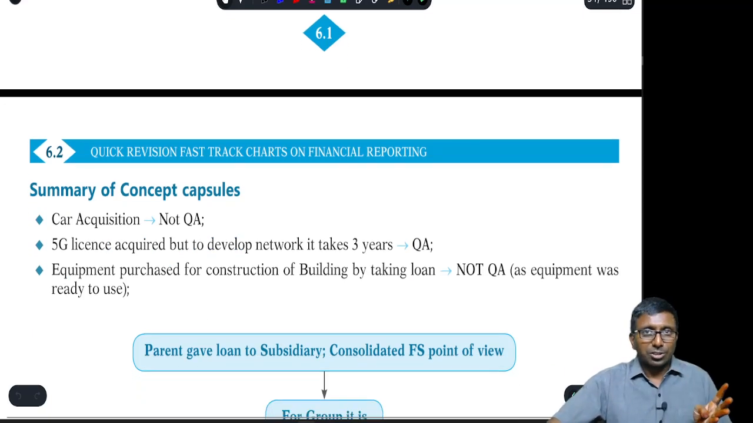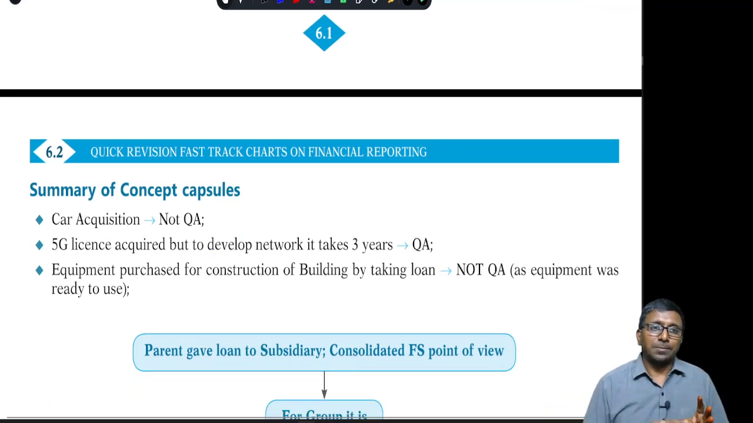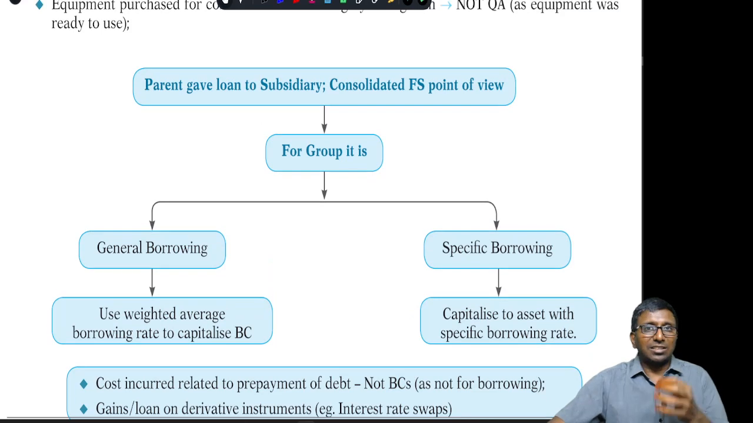See, a car acquisition cannot be a qualifying asset. A 5G license which is acquired and which you are supposed to develop, which will take 3 years, is obviously a qualifying asset. Purchase of a machine or equipment is generally not. A land acquisition also is not a qualifying asset. Here is an important point which was asked in a previous examination also. Suppose the parent has taken a loan and that loan has been forwarded to the subsidiary for a qualifying asset.